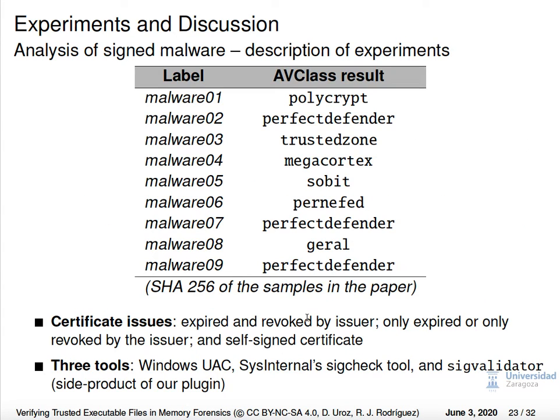We have also performed some experiments using signed malware. We have selected some samples. You have the information about these samples in the paper also, and also the certificate issues. I mean the problems with this signed malware. We have checked 3 different tools: the Windows UAC, Sysinternals SigCheck, and also the side product of our plugin, SigValidator.